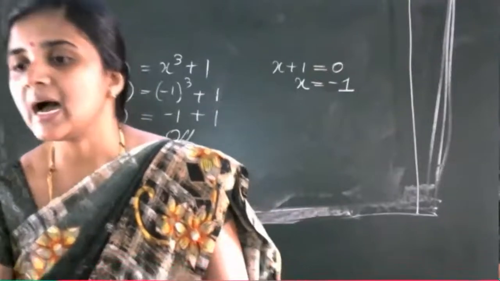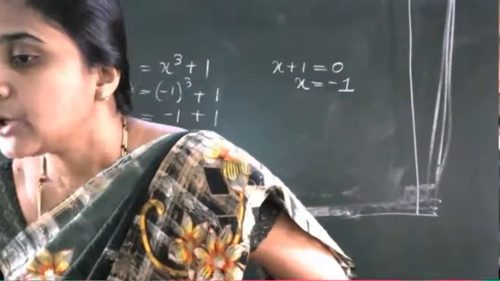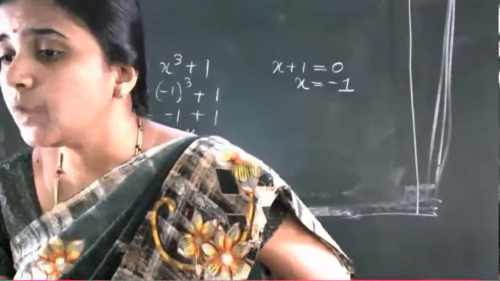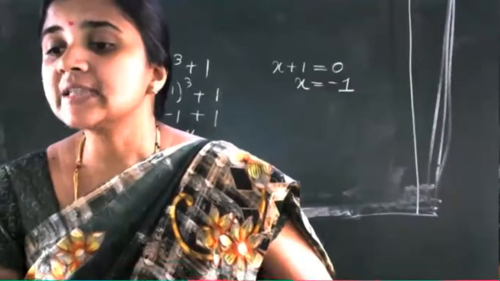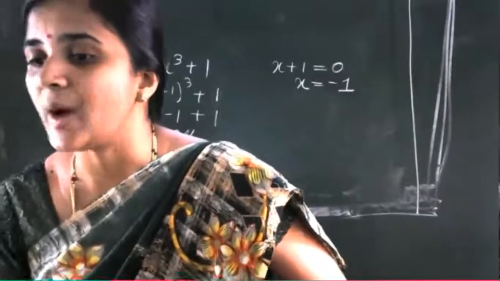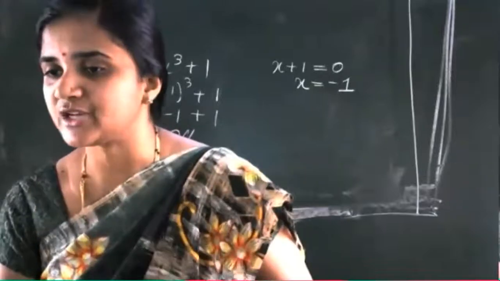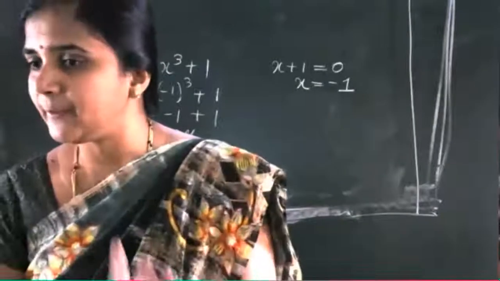Now we'll go to the last problem of this class. Check whether the polynomial q of t is equal to 4t cube plus 4t square minus t minus 1 is a multiple of 2t plus 1. This is a different type of question. Some polynomial q of t is given.